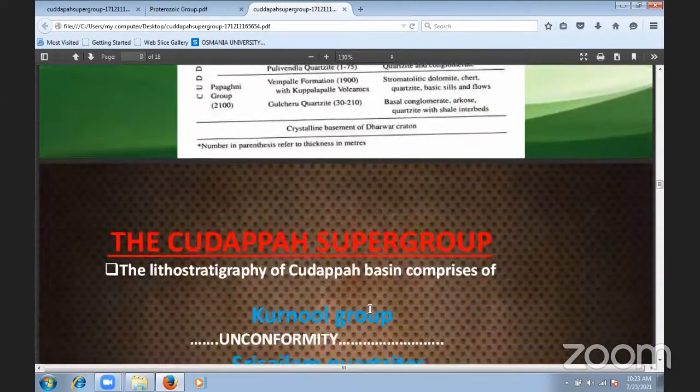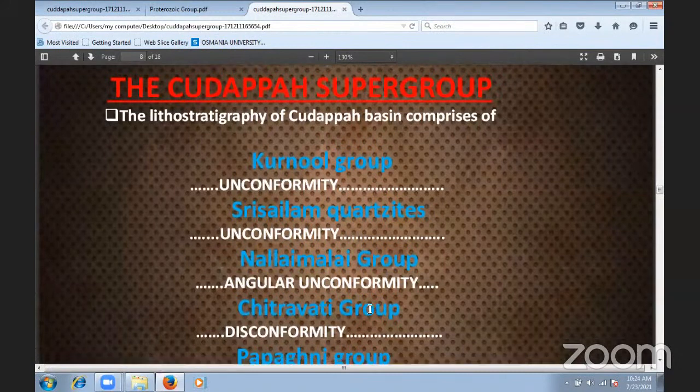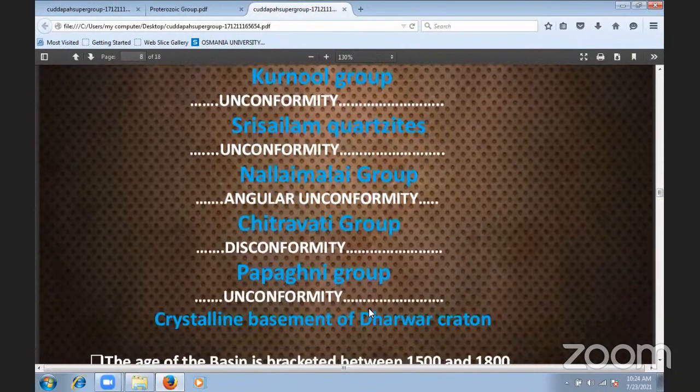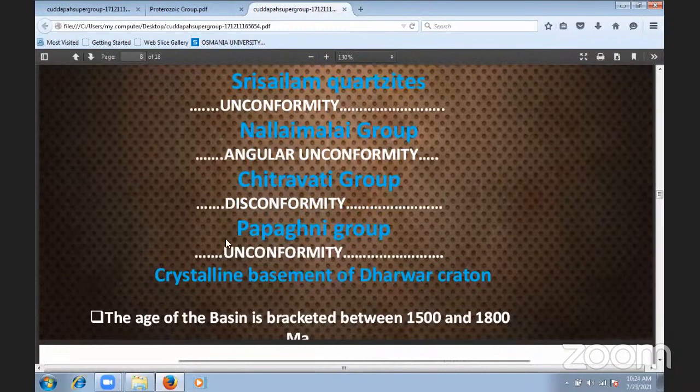Okay, coming to this, it is the Kadapa super group. You can see here the lithostratigraphy of the Kadapa basin. It comprises the Karnool group, and there is an unconformity between the Srisailam quartzite and the Karnool group, and again one more unconformity between the Nallamalla group and the Srisailam quartzite, and one more angular unconformity we can identify between Nallamalla and Chitravati, and there is a disconformity between the Papagni and Chitravati. And between the Papagni and the Archean basement of the Dharwar Craton, it has an Eparchaean unconformity.